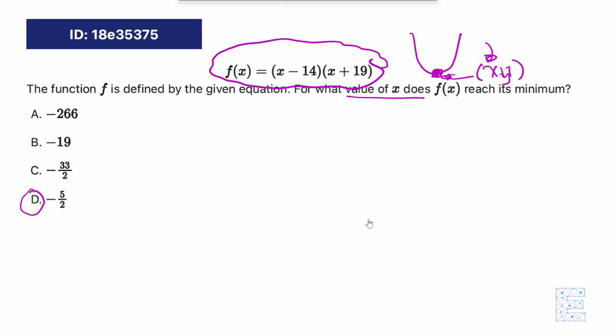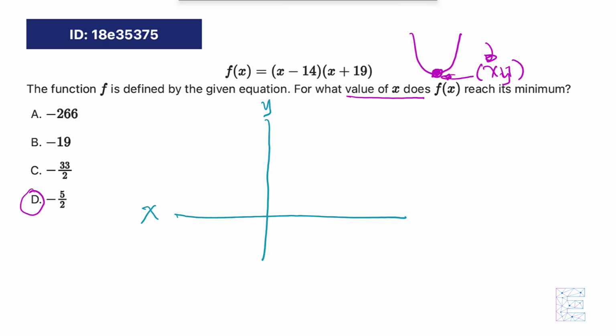Now, for those who want to gain a deeper understanding of these questions, I'm going to illustrate or explain a few more things here. Y-axis, x-axis. If you were going to graph this equation, you would see that your x-intercepts are going to be at negative 19 and positive 14. Where do those come from? Basically, solve for x in each of these. So negative 19, let's say it's over here. So this is the point negative 19, comma 0, and the other x-intercept is 14, comma 0, right over here.